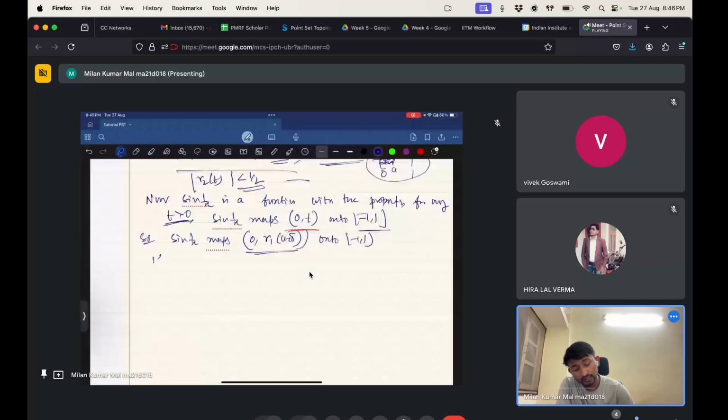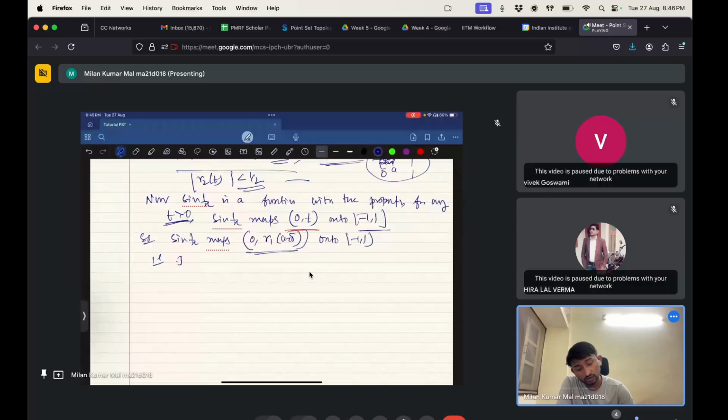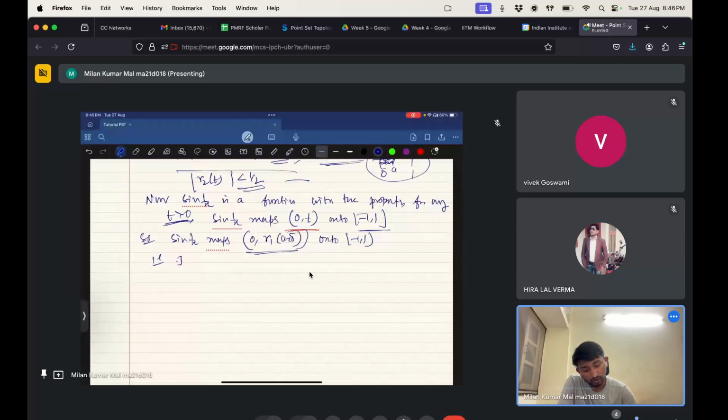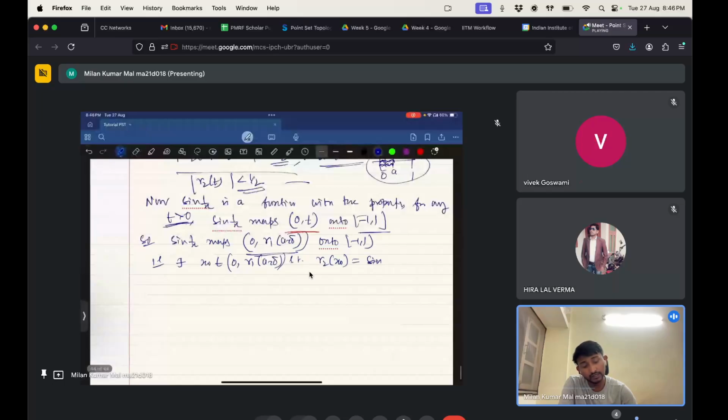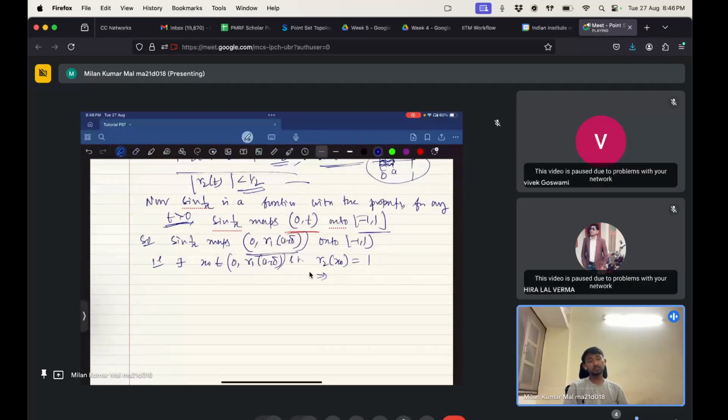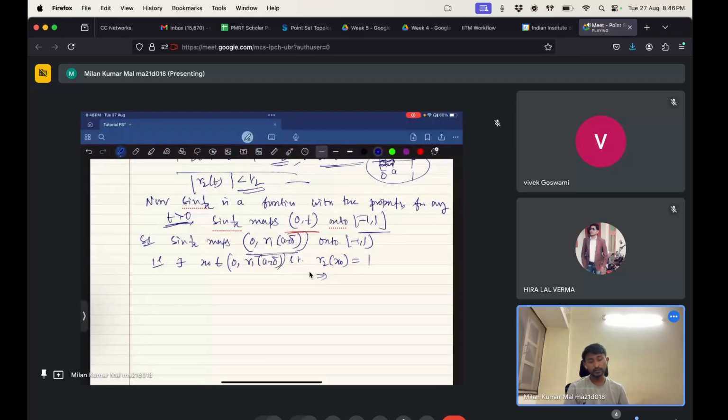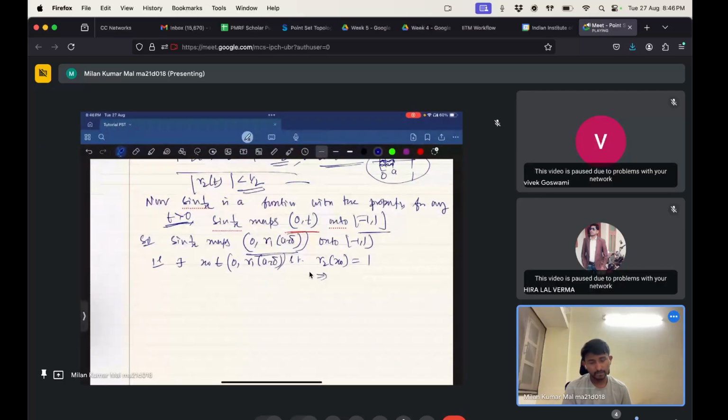That means there exists a point x naught between 0 and gamma 1 of a plus delta such that gamma 2 of x naught equals sine of 1 by x naught. It will take every value from minus 1 to 1, so I can take 1 here. Gamma 2 of x naught will be 1. That is what I want to mean, and gamma 2 of x is actually the sine function here. Right?